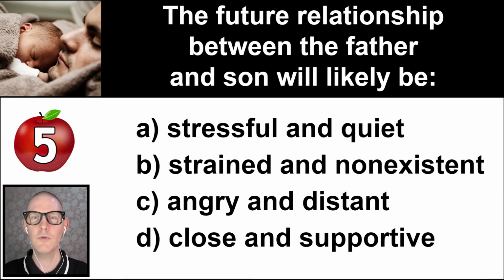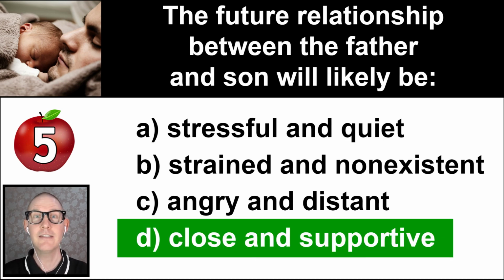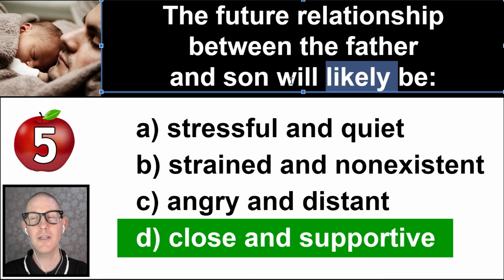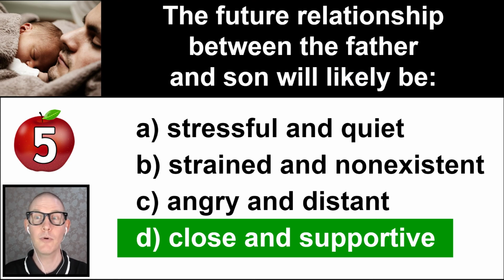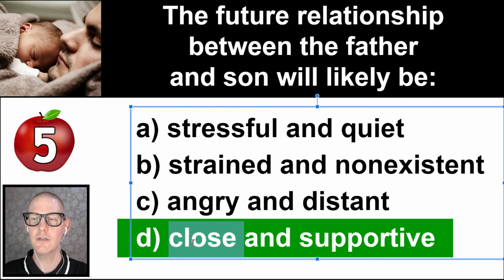Okay, so here we go. The future relationship between the father and the son will likely be D, close and supportive. All right, and we put "likely," right? So we say likely because it's most likely to happen that way. Do we know for sure? No, because life is ups and downs and roller coasters. But I would say from the information that we have, their relationship in the future will likely be close and supportive.